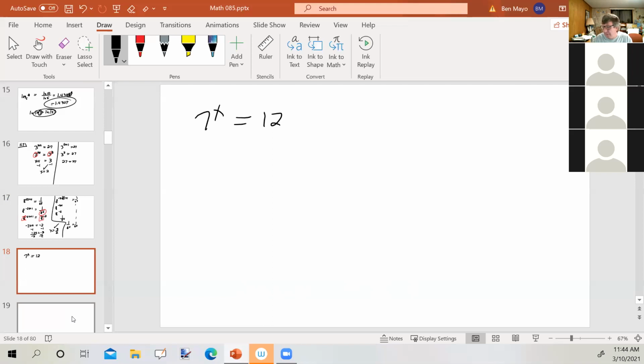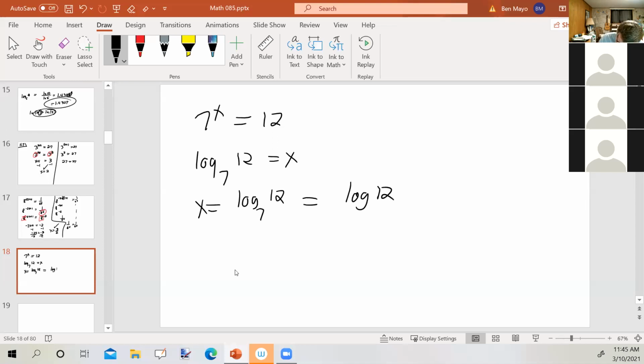So let's go to plan B, or maybe we should call it plan L for logarithms. We're going to take this exponential equation and change it into a logarithmic equation. So that becomes log base 7 of 12 equals x. Okay with how I did that? I'm going to rewrite that as x equals log base 7 of 12, only because now I'm going to continue and use the change of base formula and write this as log of 12 over log of 7.